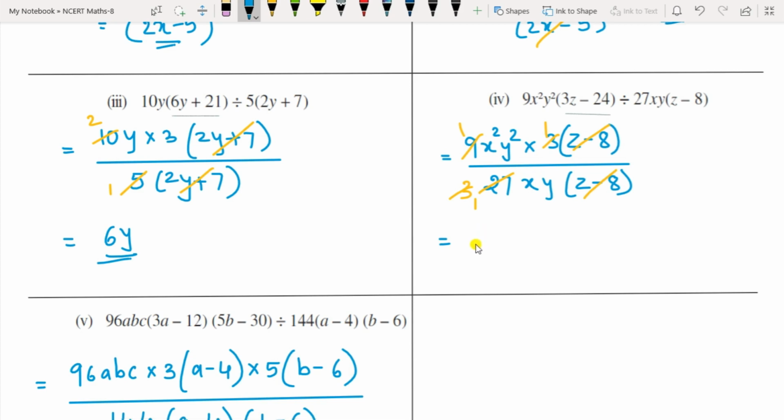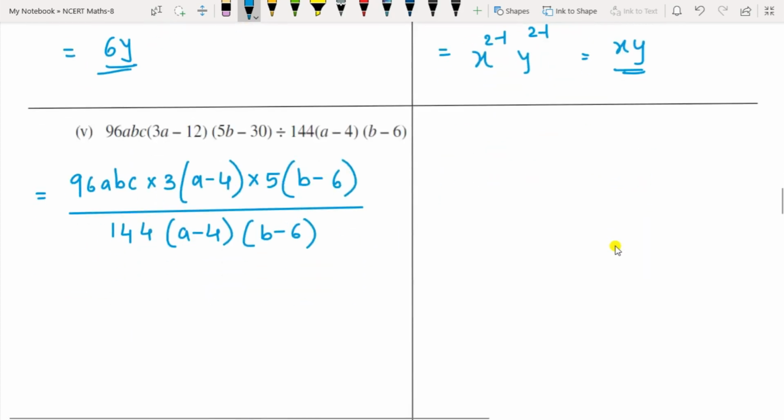This one is x raised to 2 minus 1, y raised to 2 minus 1, rest all is cancelled. So it is x and y is the answer. So this thing you can do directly.